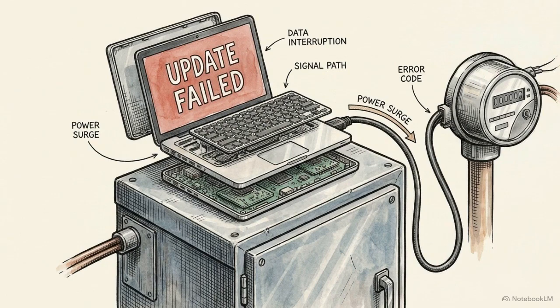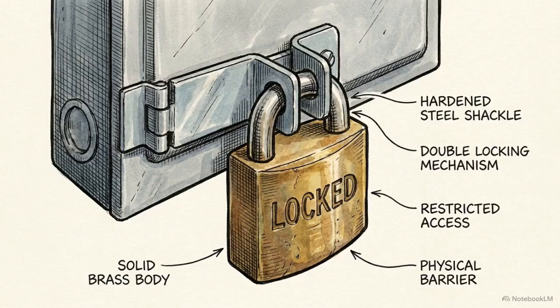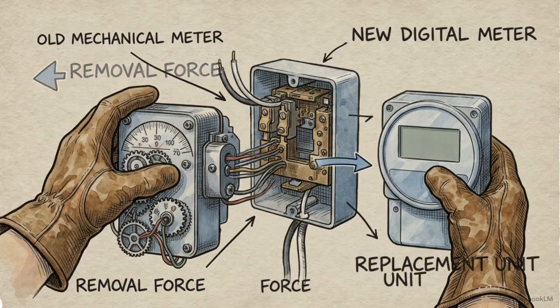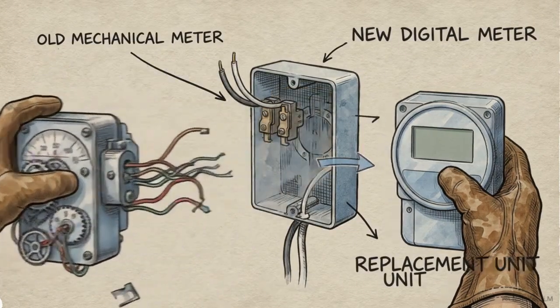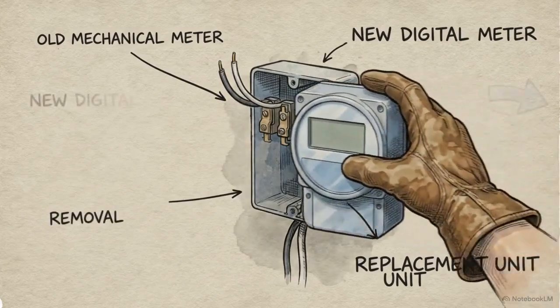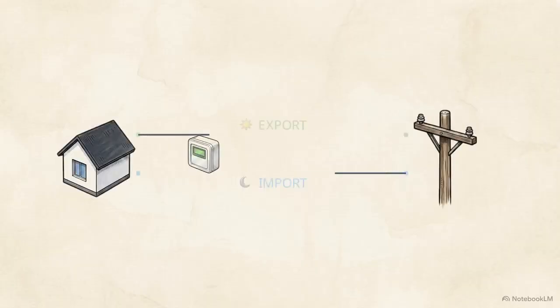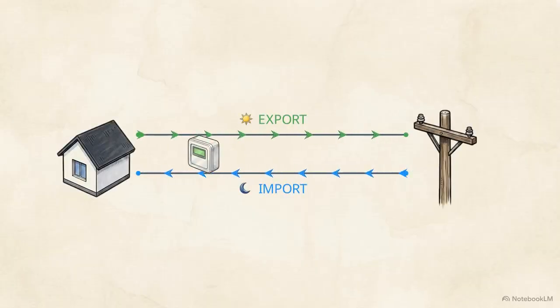You cannot patch this error with a software update or a quick reprogramming by a technician. It is a strict physical hardware limitation. Turning a private home into a localized power plant means ripping out the old hardware and installing new equipment capable of mediating a two-way relationship with the public grid.